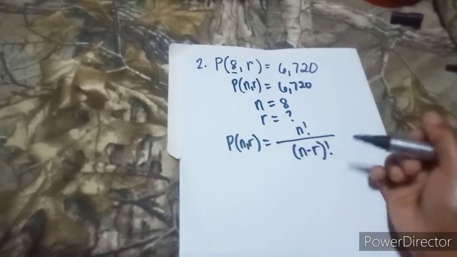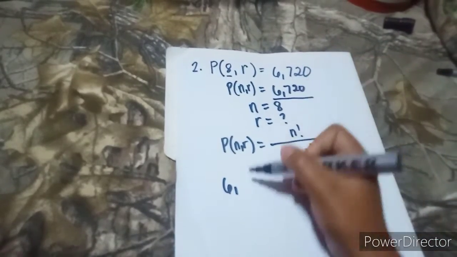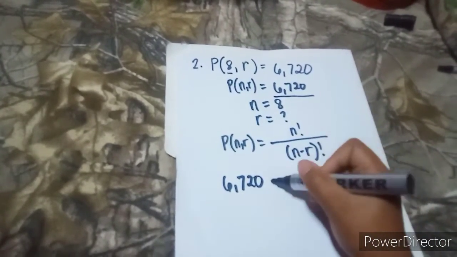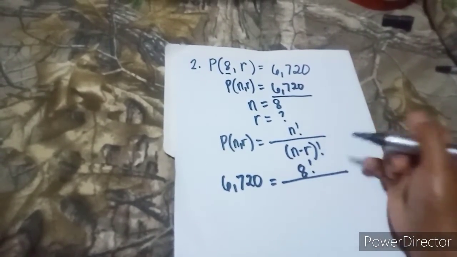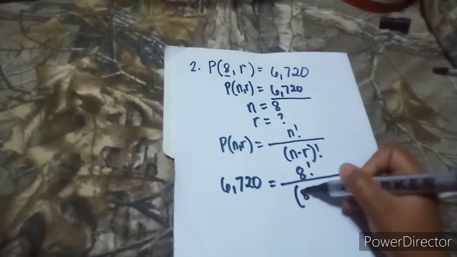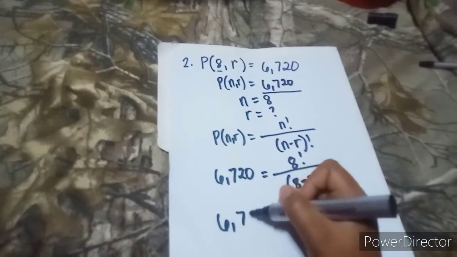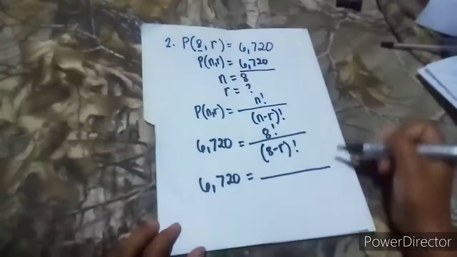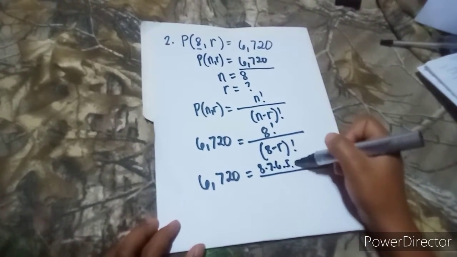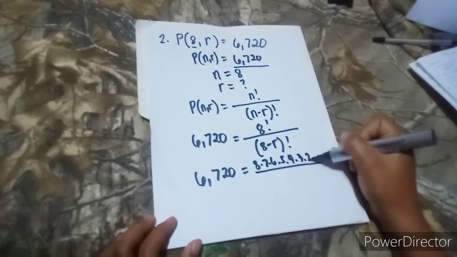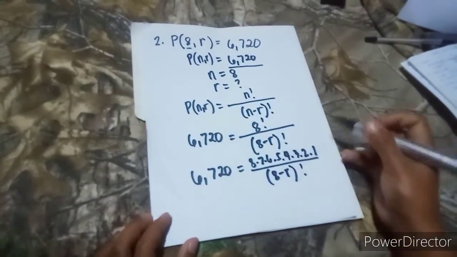So for our permutation of n objects taken r at a time, 6,720 is equal to, the value of our n is 8, 8 factorial over 8 minus r factorial. So we have now 6,720 is equal to 8 factorial. We have 8 times 7 times 6 times 5 times 4 times 3 times 2 times 1, all over 8 minus r factorial.